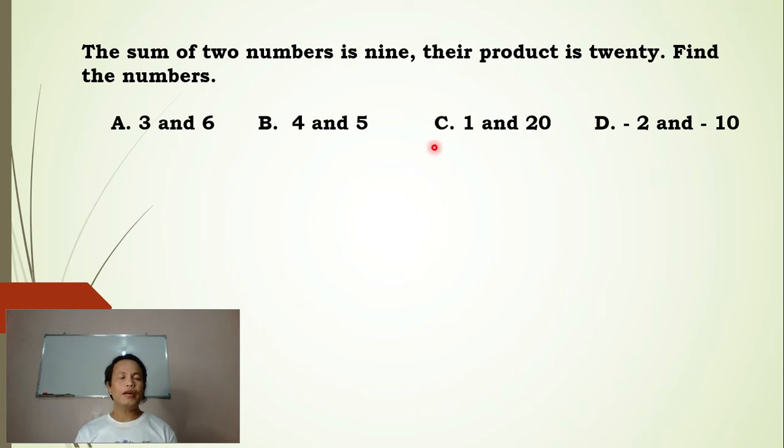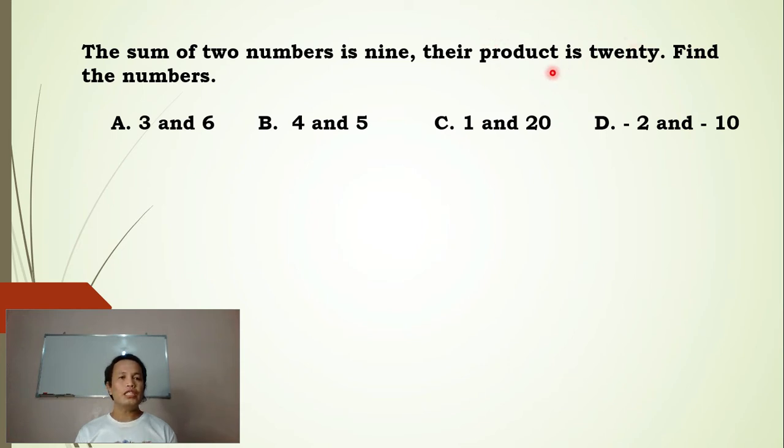Now in this problem, we have two equations. The first equation is from this statement: the sum of two numbers is 9. So we have one equation here. It says here the sum of two numbers. Then the second equation is about their product, which is 20. So this is now another equation.